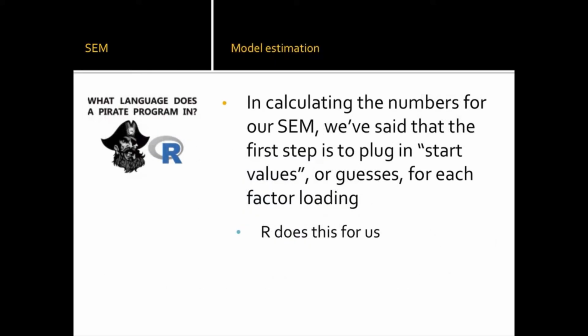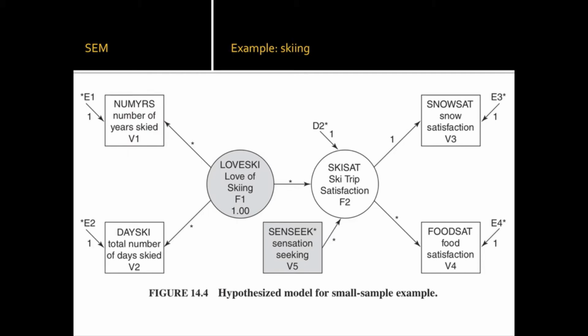So we've said in general, our first step is to plug in start values, and that the computer program does that for us. So these are guesses based generally on the idea that if you have a predicted relationship in your model, such as love of skiing predicting ski trip satisfaction, we've specified that as a predicted relationship. So then that value is going to go in as a start value that's higher than 0.